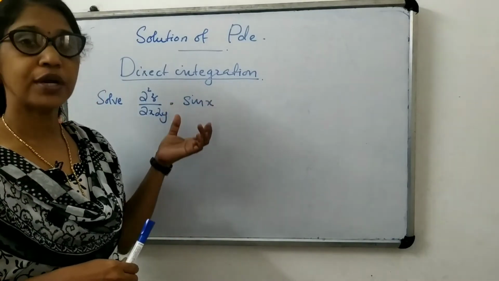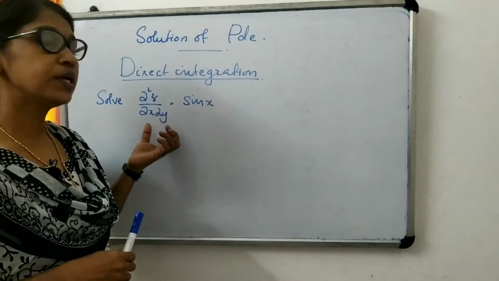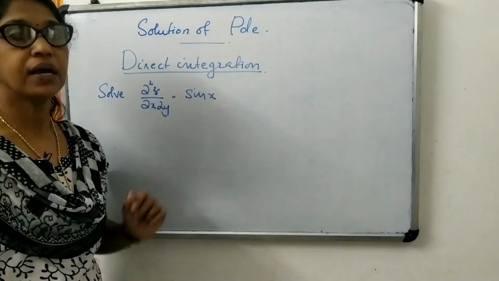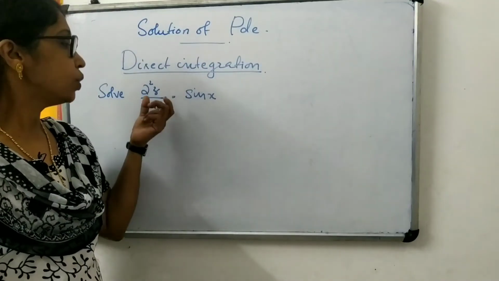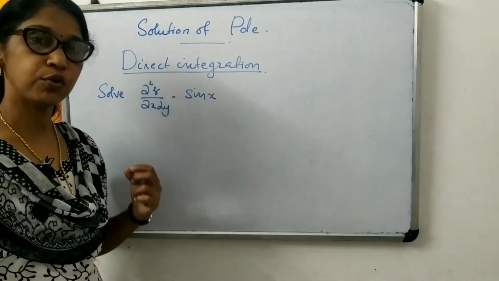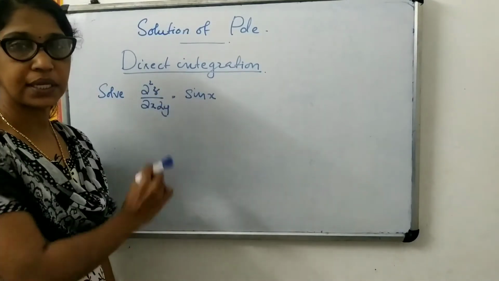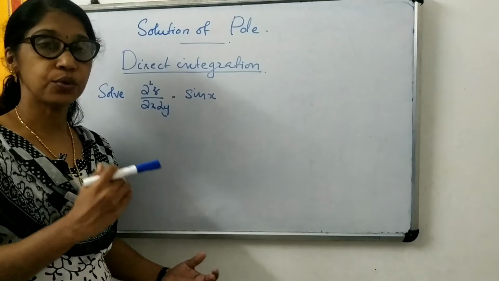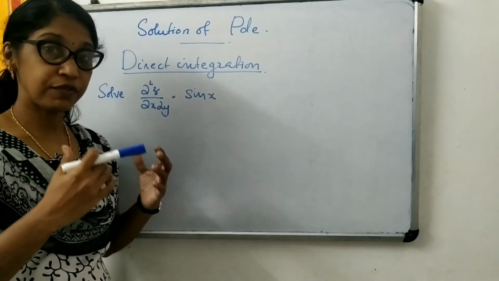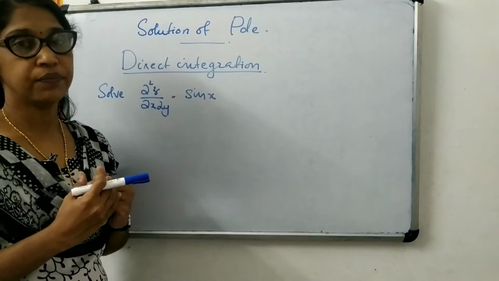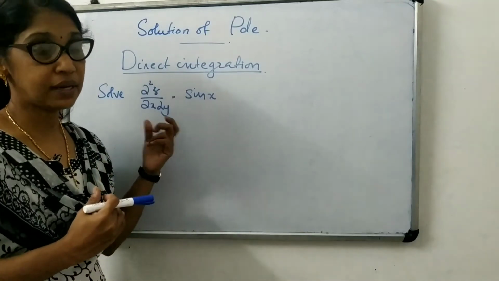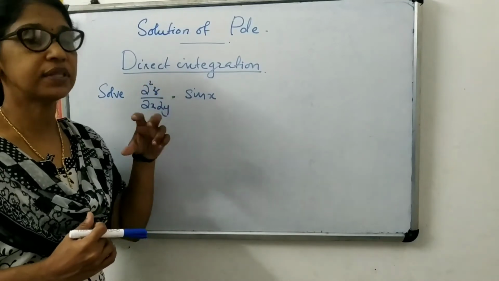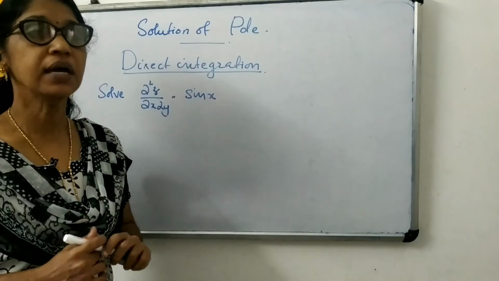Okay, now I am going to a problem. First problem: solve ∂²z/∂x∂y = sin x. Here, first we have to find ∂z/∂x or ∂z/∂y, because this is a second order equation. That is, ∂²z/∂x∂y is a second order differential equation. So we have to integrate this two times, then only we get the value of z. So we have to integrate with respect to x and with respect to y. That is, two times integration is needed.